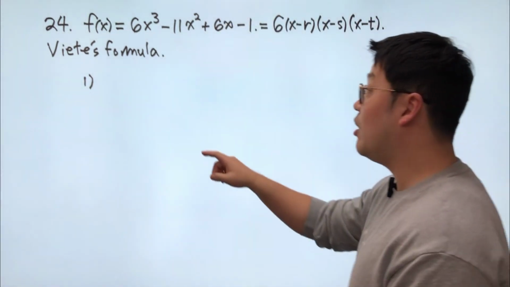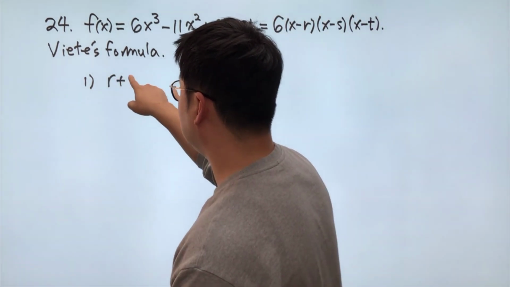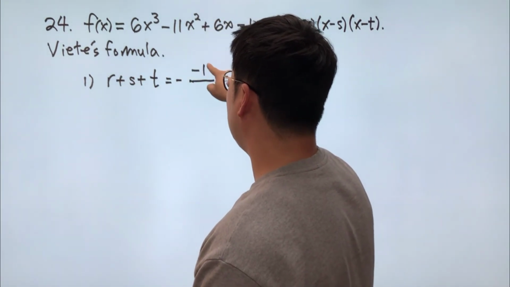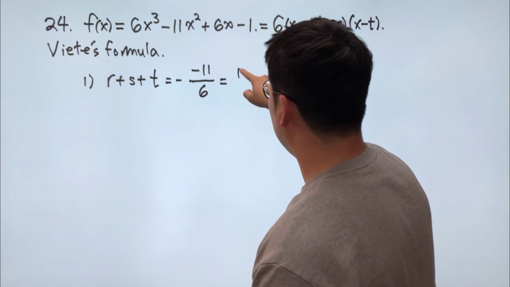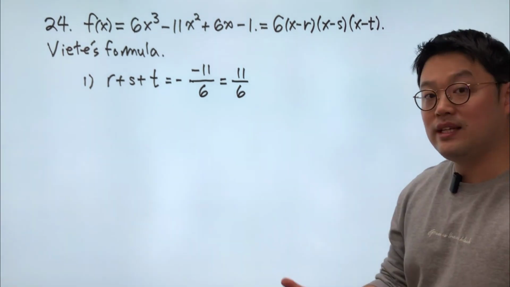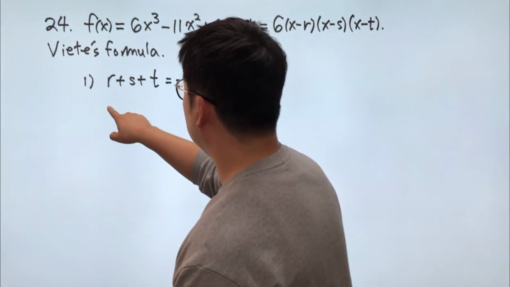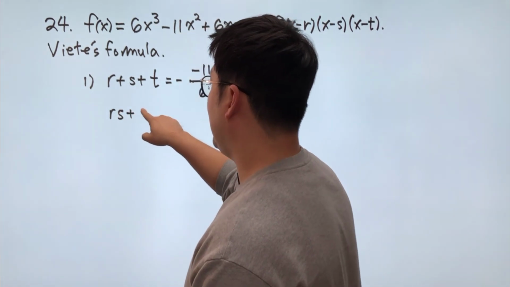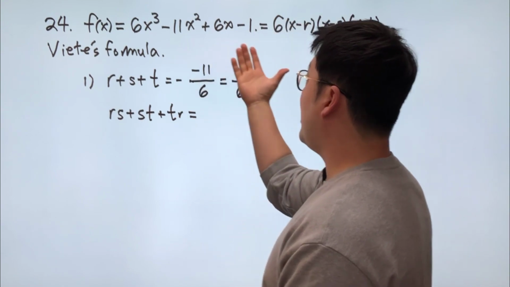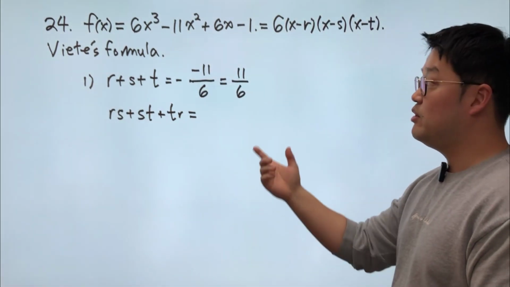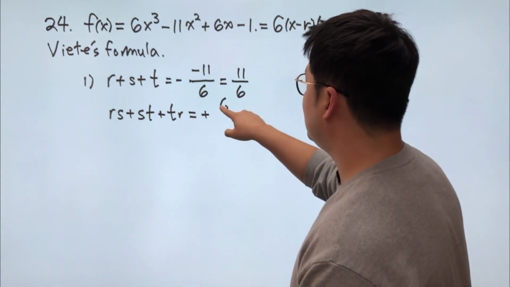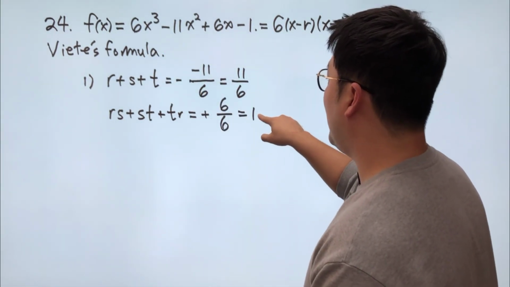r plus s plus t. What's r plus s plus t? That will be the negative of negative 11 over positive 6. So we get 11 over 6, and that's r plus s plus t. What about rs, st and tr? The sum of those binary products is going to be positive 6 over 6, and that becomes 1.